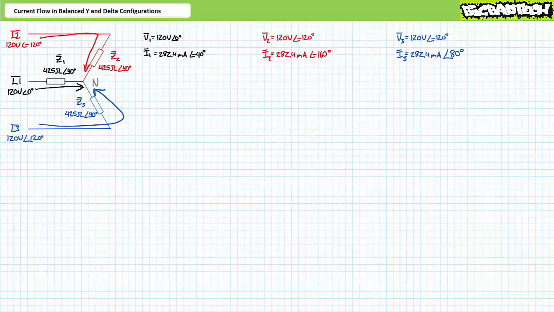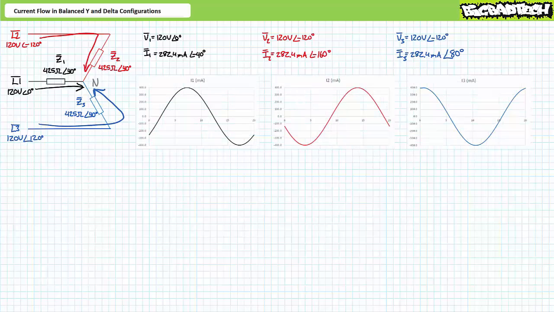What does 282.4 milliamperes at an angle of negative 40 degrees, negative 160 degrees, and positive 80 degrees really mean? You recall, phasor notation consists of two properties, the RMS value and the phase shift for a sinusoidally oscillating waveform. Plotted as functions of time, I1, I2, and I3 might look something like this.